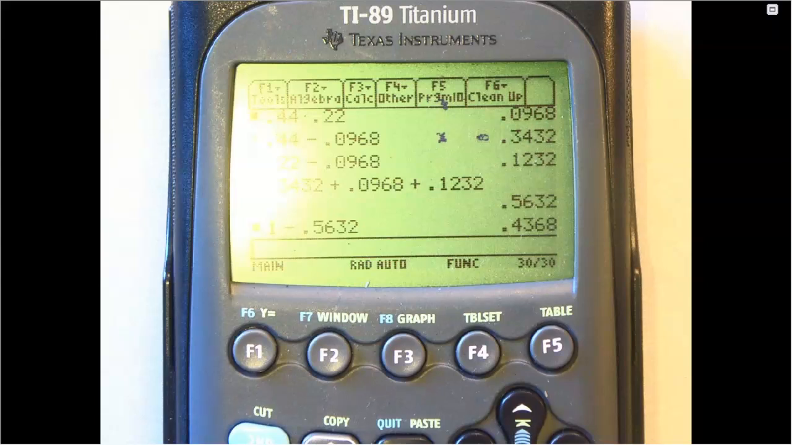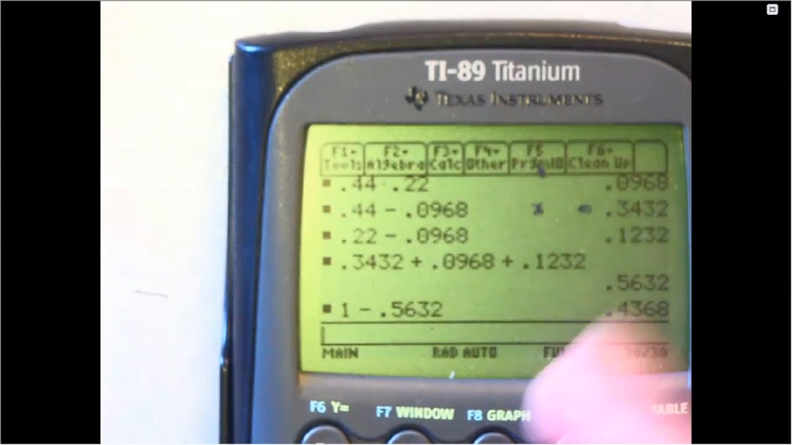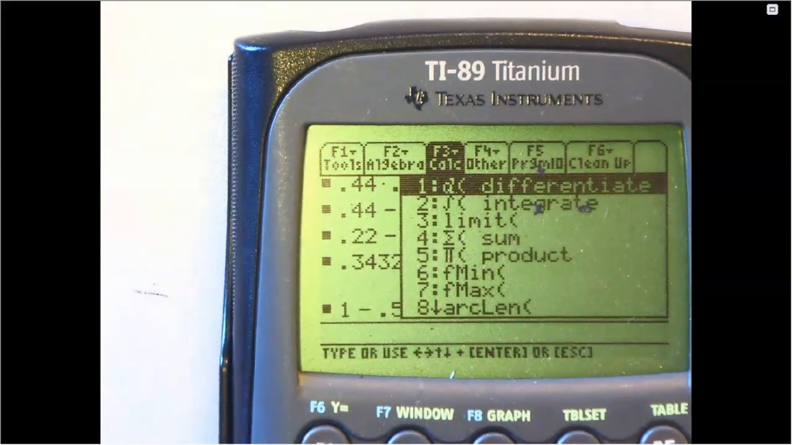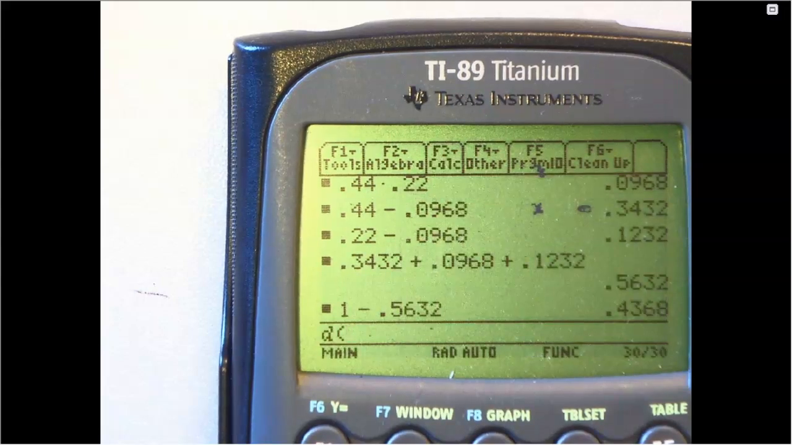So go to your main screen. Then I want calc for calculate, D for differentiate. Type in your 5 to the sine of x. If I hit enter now, what's going to happen?